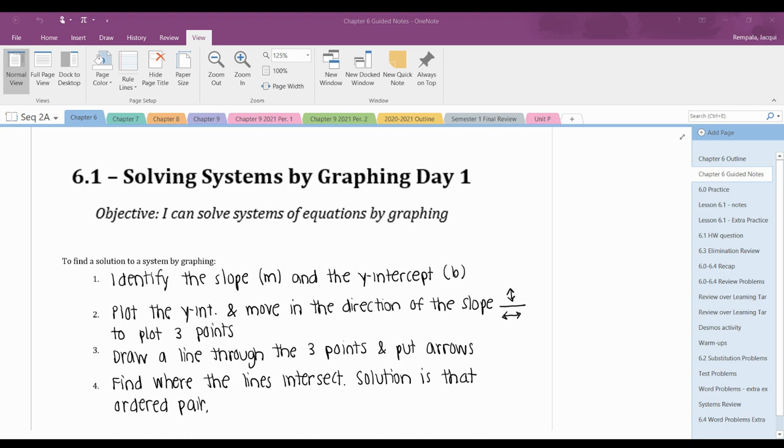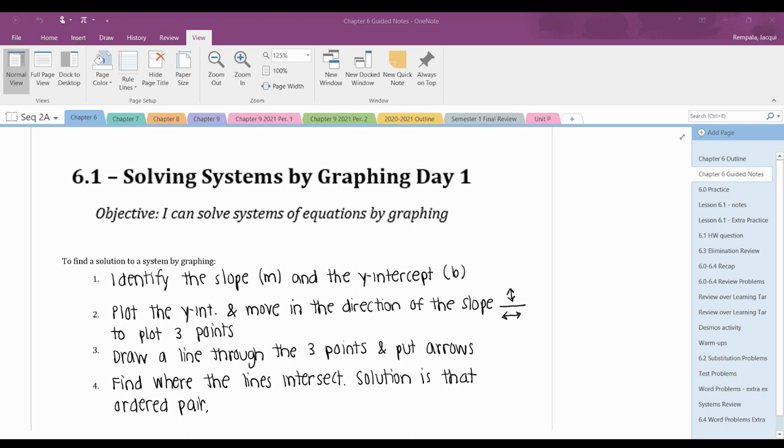Then to actually graph each of those lines, we first want to plot the y-intercept, and then by looking at the slope, we're going to move in that direction to get to the next point. When you talk slope, you always look at the number on top and move up and down first. Then you look at the number on the bottom and you move left and right. We need to do this so we have a total of 3 points. Then we'll draw a line through those 3 points and put arrows to show that the line continues.